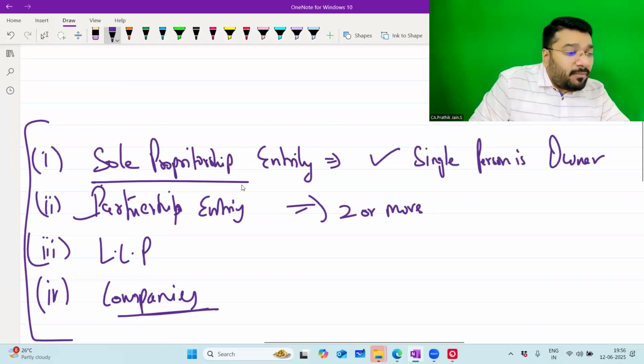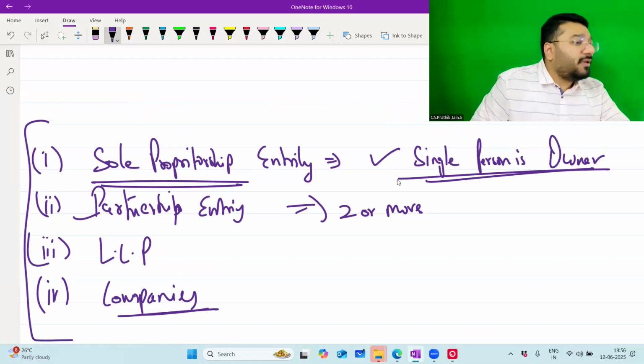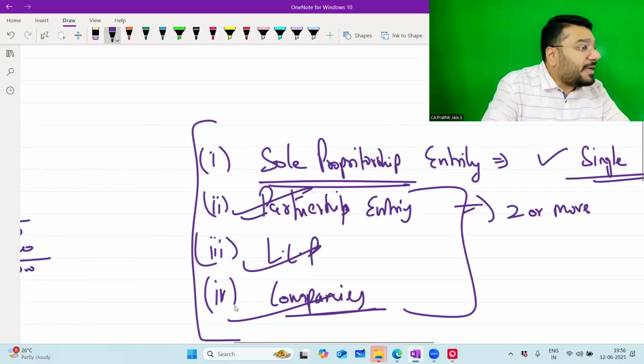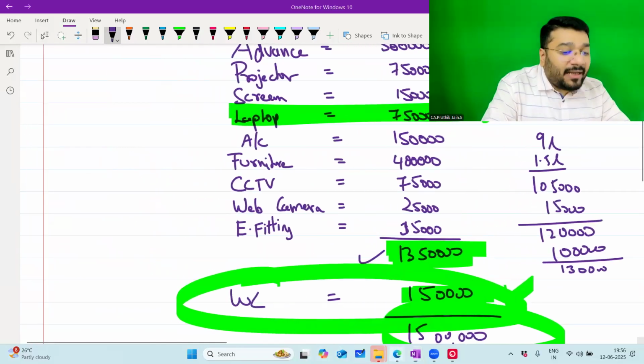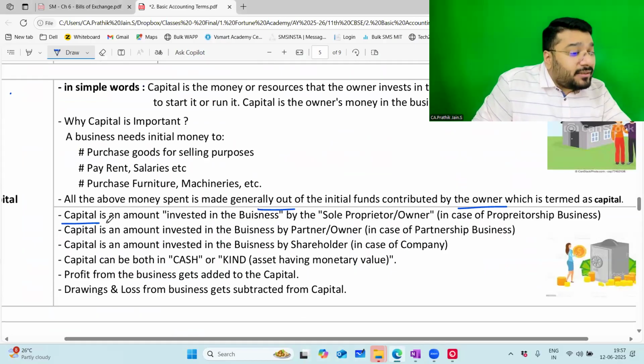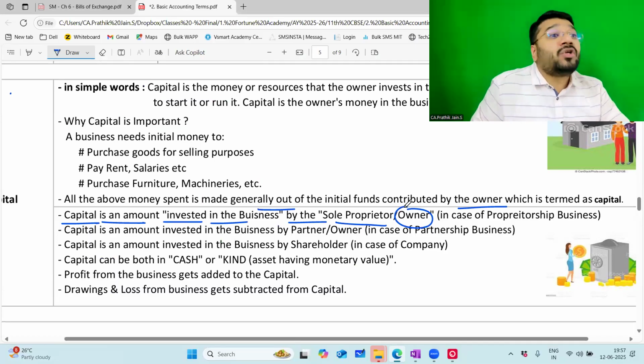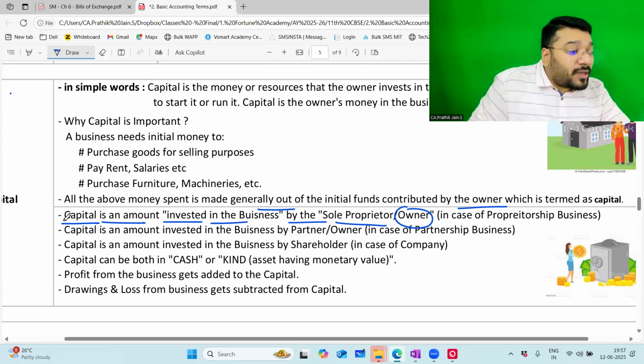Sole proprietorship concern is a business model where only one person is the owner, whereas in partnership, LLP and companies, there is more than one owner. Am I clear? Now, why am I telling all this is because capital is an amount invested in the business by the sole proprietor. So if a single owner is investing the money in a single business, an individual business where nobody else is the partner, that is called investment of capital in the sole proprietorship business. So capital is an amount invested in the business by the single owner.